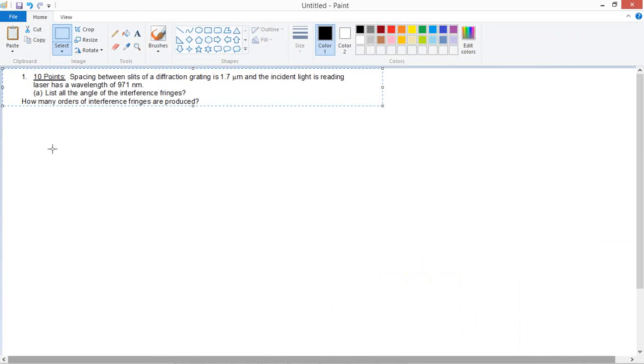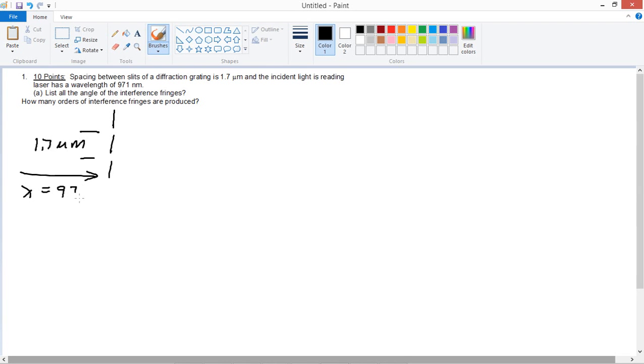The next problem has to do with interference, where you have a diffraction grating with spacings between openings of 1.7 micrometers, where micro means 10 to the negative 6. Light is coming in with a wavelength of 971 nanometers. Nano is 10 to the negative 9th, micro is 10 to the negative 6th. And list all the angles of interference fringes.